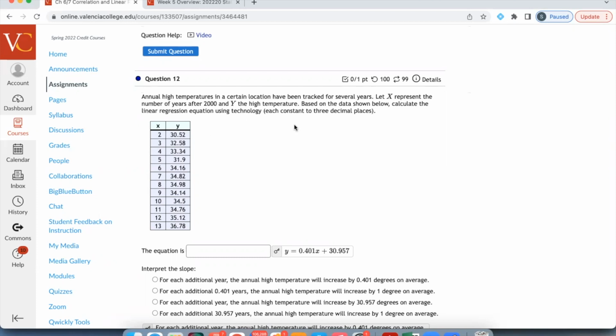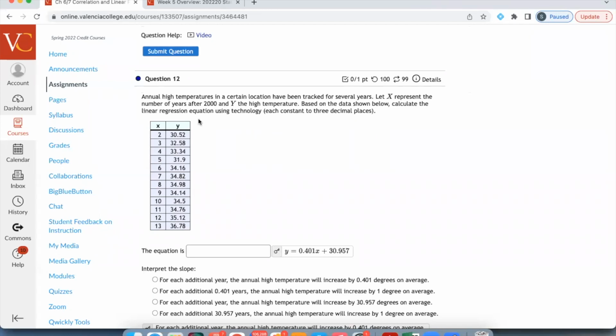So first off, let's read the question. If you're watching this recording, pause and actually read the question. Okay, so here X is not our year. X stands for years after the year 2000. Anytime we're doing linear regression, if possible, we want to make sure that the origin appears in our graph.